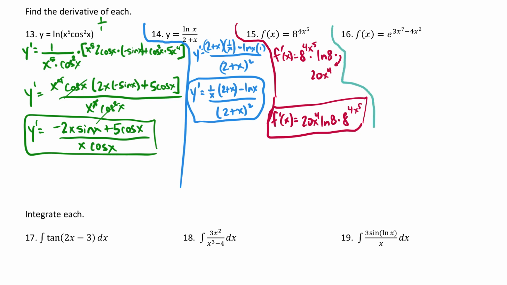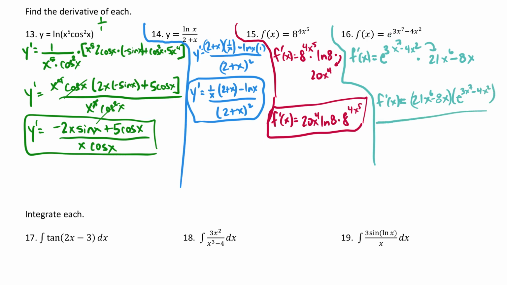And now on this next one, for number 16, we've got e to the x, so f prime of x will be e to this, so 3x to the 7th minus 4x squared times the chain rule of this thing, which will be 21x to the 6th minus 8x. So just a matter of writing this out. So f prime of x will be this 21x to the 6th minus 8x times e to the 3x to the 7th minus 4x squared. There's really no simplifying on that one.